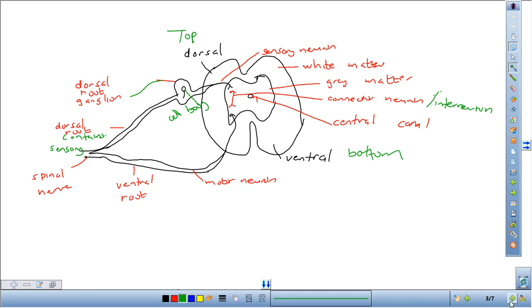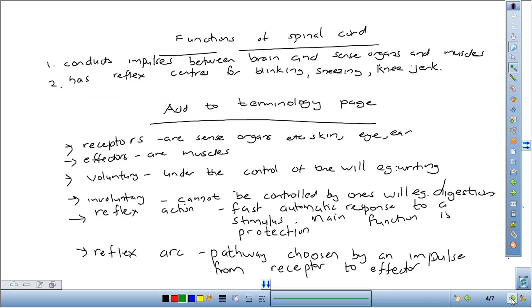Please take down this as an annotated diagram. Functions of the spinal cord: it conducts impulses to the brain and sense organs and muscles, and it's also communication between all of that to the brain. And it has reflex centers: blinking, sneezing, knee jerk.